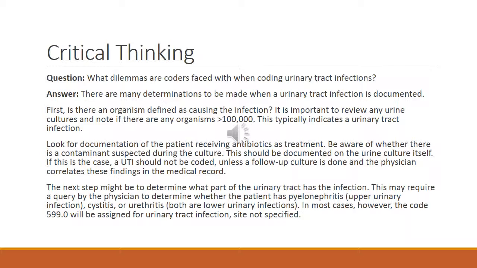The next step might be to determine what part of the urinary tract has the infection. This may require a query by the physician to determine whether the patient has pyelonephritis, which is an upper urinary infection, cystitis or urethritis, which are both lower urinary tract infections. In most cases, however, the code 599.0 will be assigned for urinary tract infection, site not specified.